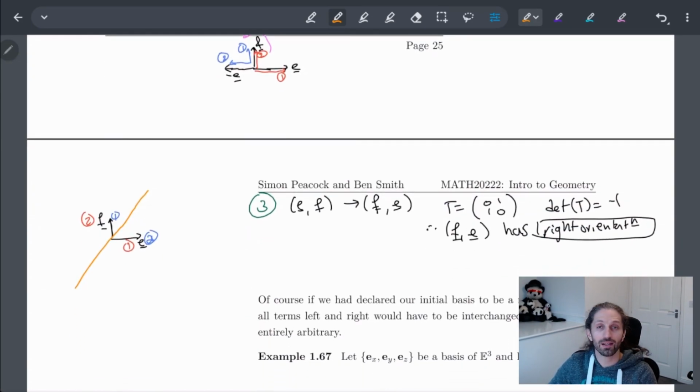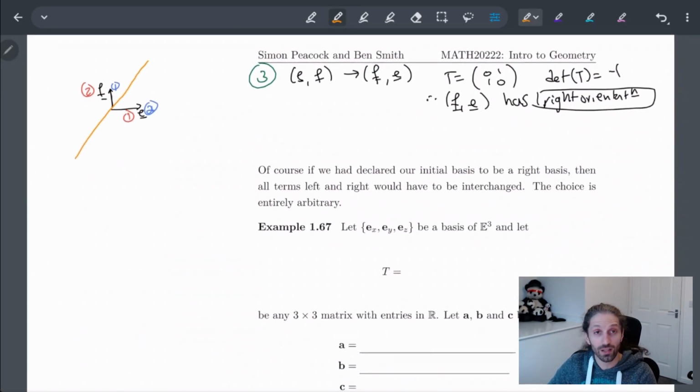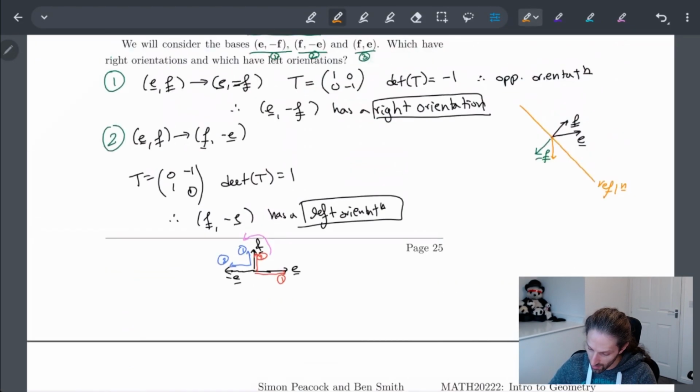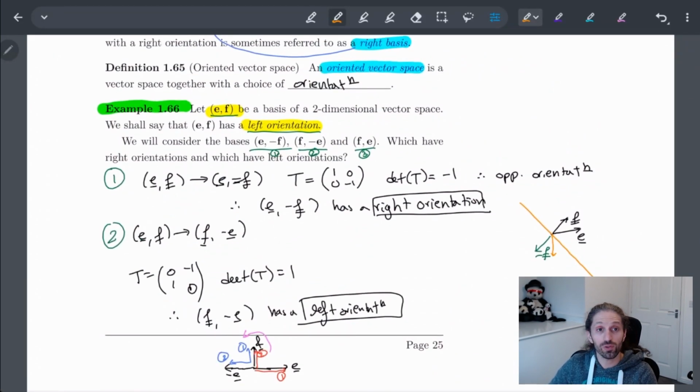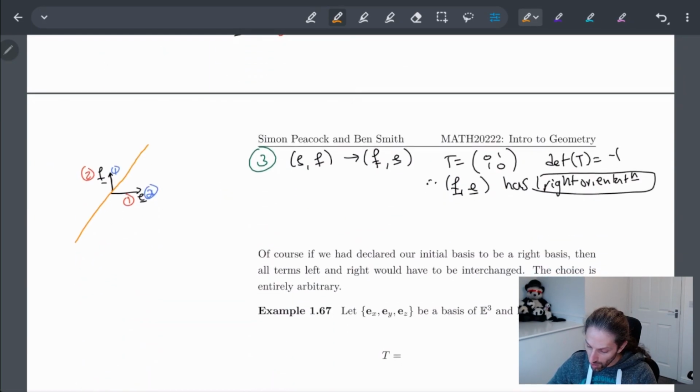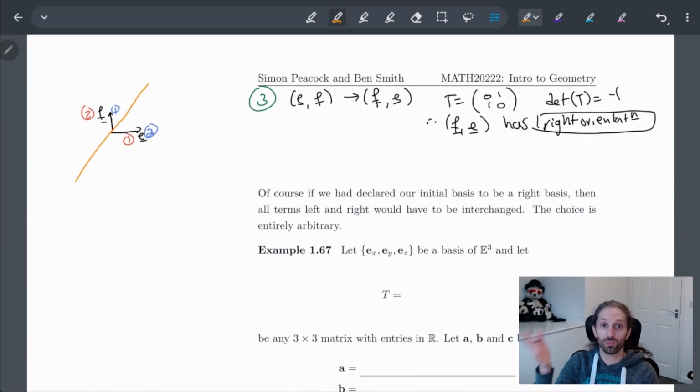But like I had said in the beginning, it doesn't actually matter which one we assign to which. In other words, if I had started off saying that my original basis was the right orientation, then all of these would have switched. Number one would have become a left orientation, number two would have become a right orientation, etc. So the only reason these are left or right is because our initial choice was that our basis was a left basis. The choice is entirely arbitrary. It doesn't really matter. So let's look at another example.